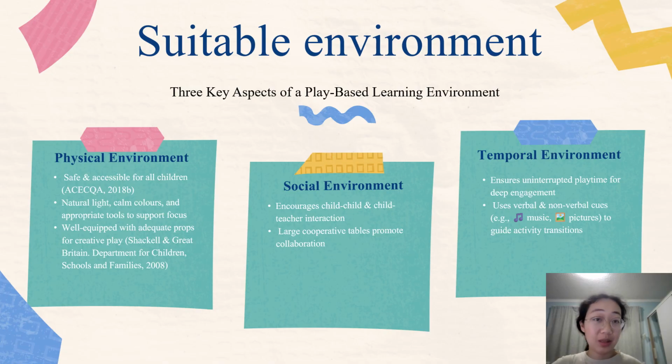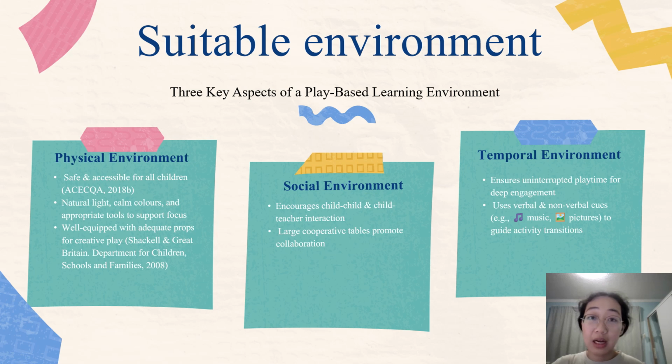Well, the next part is about the suitable environment. It's essential for play-based learning to run smoothly. It can be categorized into three parts: the physical environment, the social environment, and the temporal environment. A good environment allows all children to play without fear, has adequate fixtures and props, and can be used consistently. All children should be able to study and grow in a safe and convenient environment. We will provide natural light, non-stimulating colors, and appropriate toys to keep kids focused on their play.